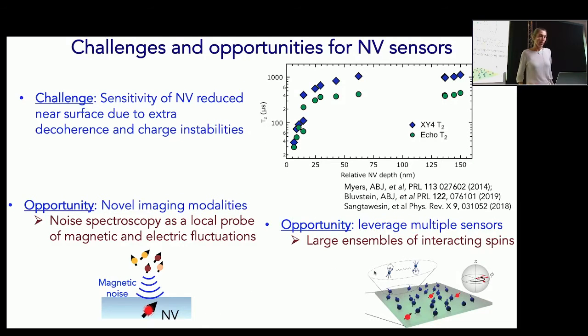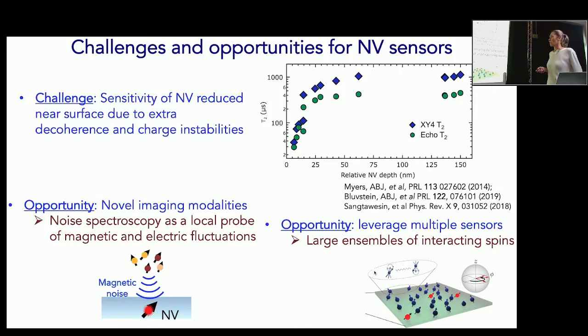Okay, I'm running a bit low on time, so I will just try to give you a flavor of some of the challenges and opportunities that I see moving forward for NV-based sensors. As I mentioned, to have very high spatial resolution and better sensitivity, you want to bring your sensor as close as possible to the system under study, but that comes with being sensitive to uncontrolled features on the surface. We have shown in the past that the NV's coherence time degrades as you bring the NV center close to the surface. This is something that has to be battled.